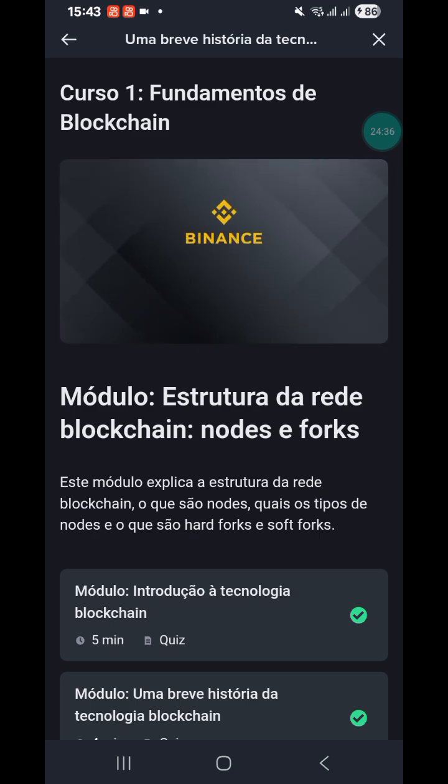Whew, that's a lot we've covered in the first 5 modules. In the next and last module of this course, we'll go over blockchain use cases and its limitations.